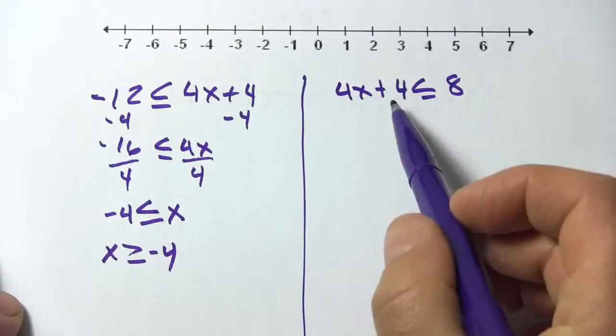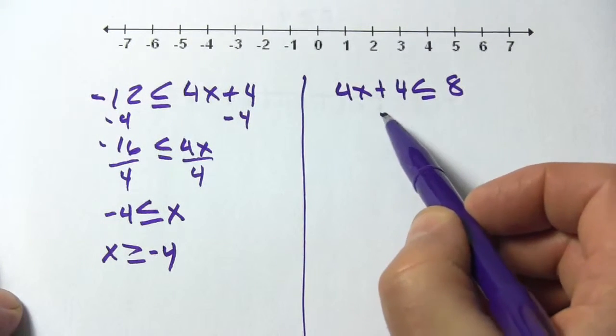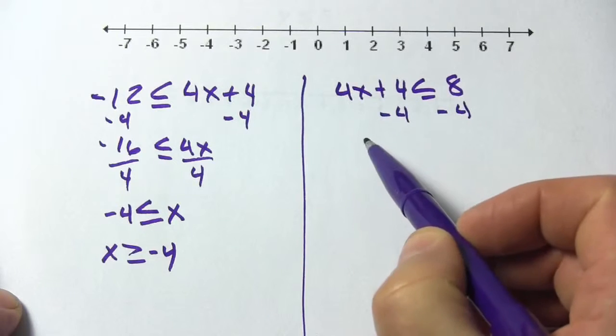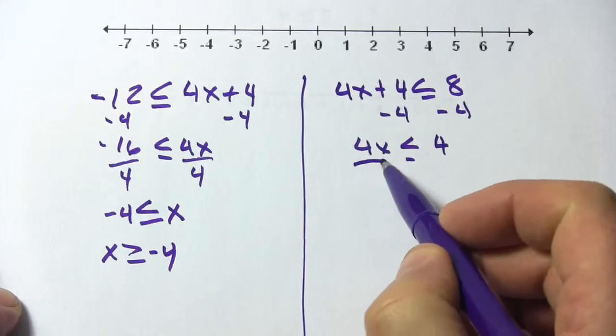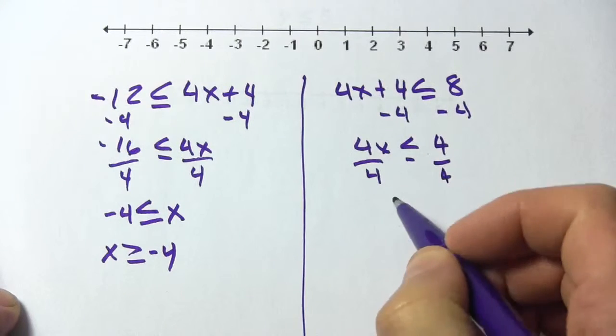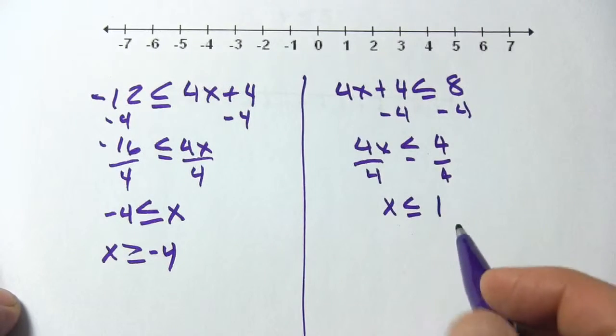All right, let's solve this part now. Again, I need to subtract 4 to begin with. I've got 4x is less than or equal to 4. Divide both sides by 4. I've got x is less than or equal to 1.